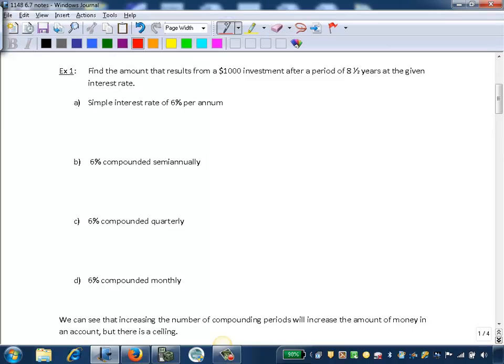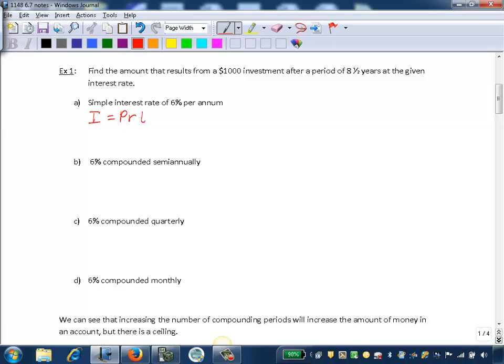So let's look at Part A, and we want to find the amount in the account after 8.5 years after that $1,000 investment with simple interest. So we'll just take our original amount, $1,000, and add the simple interest to get the amount in the account after 8.5 years. So let's calculate our interest.